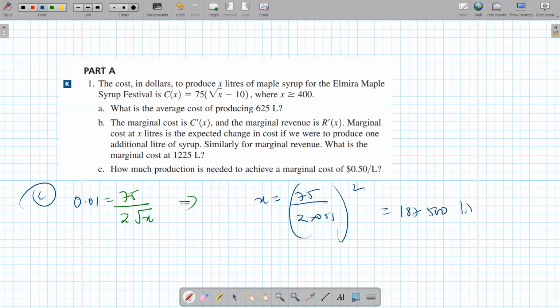That's a lot of liters, right? I don't know if that's physically possible. And what is it? Maple syrup. That's a lot of liters, and if one factory can do that. So this is not really feasible. 1 cent.